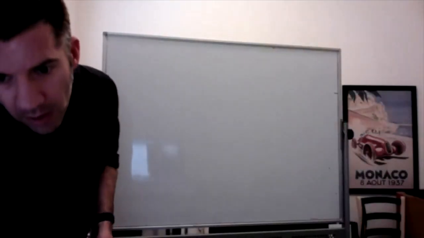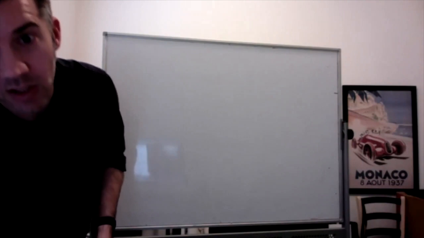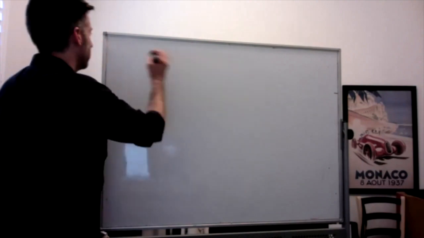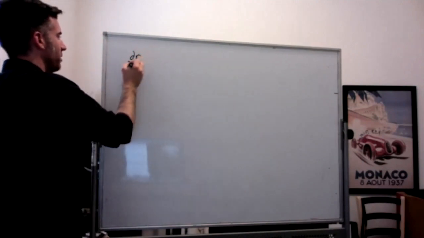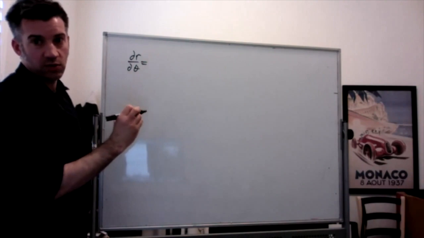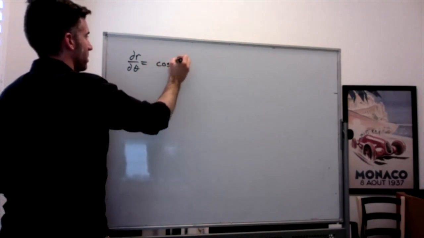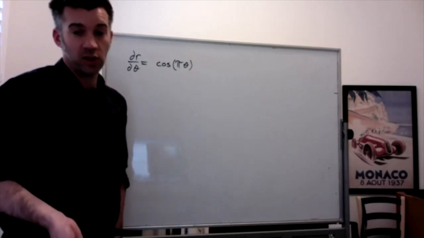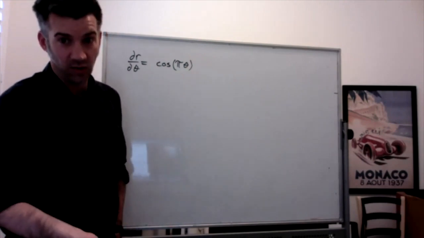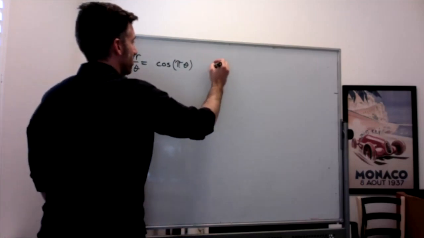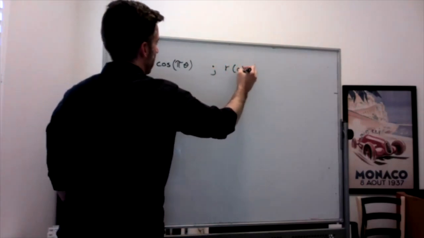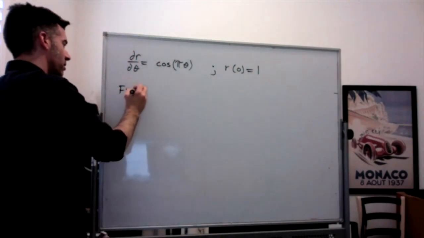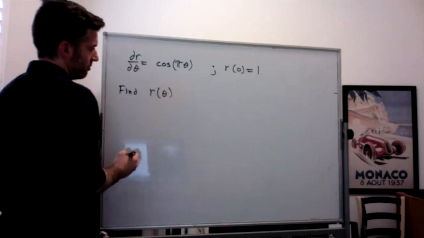So let's go ahead and move on. Let's look at some initial value problems. Let's say we are given that dr d theta is equal to cosine of pi theta. We're thinking that r is a function of theta, that the radius is a function of the angle. And we are also given that r of 0 is equal to 1. We would like to find r as a function of theta.